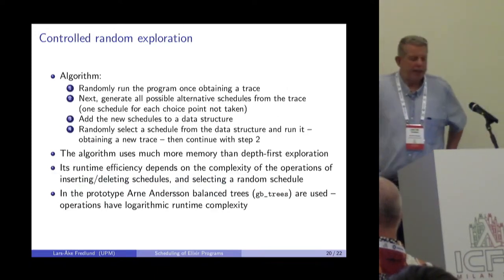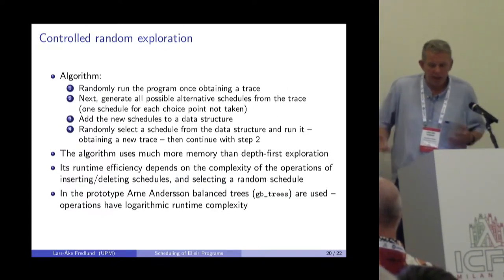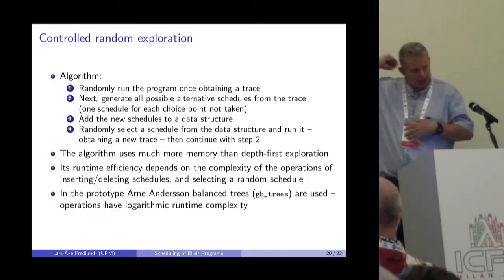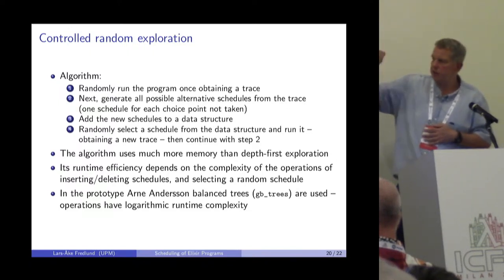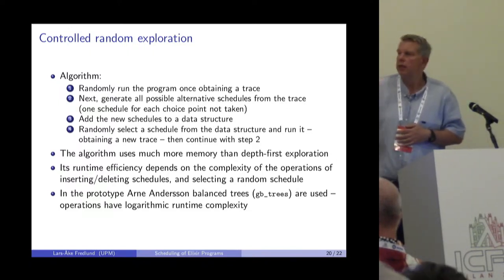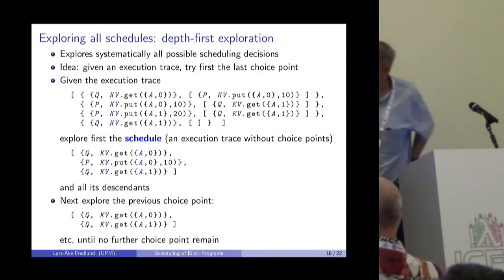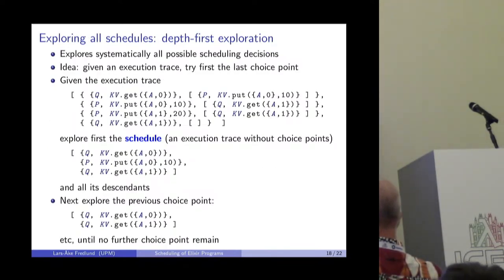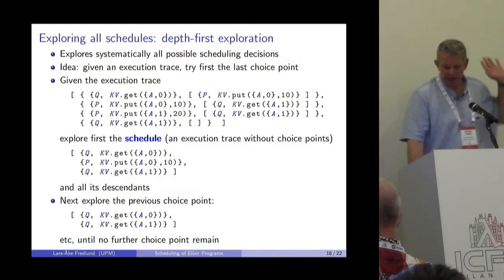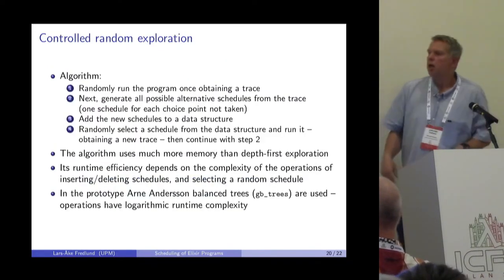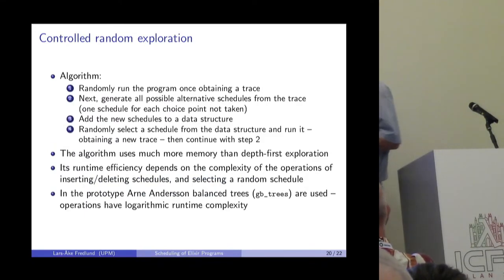This is also a simple idea. The algorithm runs as follows. We always begin by just running the program once, obtaining a trace. Next, we generate from this trace. Remember, a trace has a lot of choice points, all of which are possibilities that we didn't explore. So we generate from this one all the schedules that correspond to taking one of the choice points. Here we have 3 additional choice points, so this would make 3 schedules that we have to explore. We generate them and store them in a data structure.